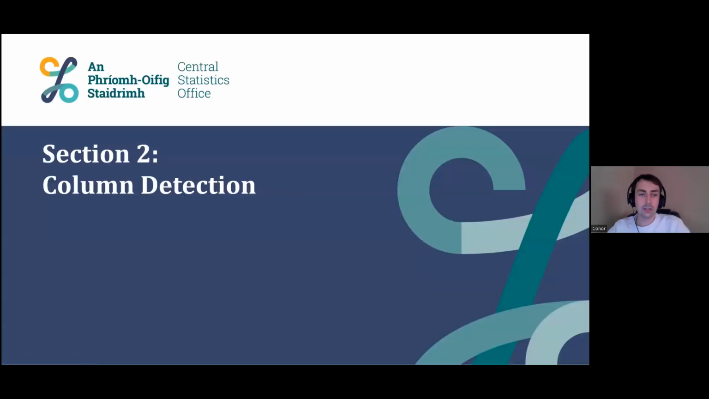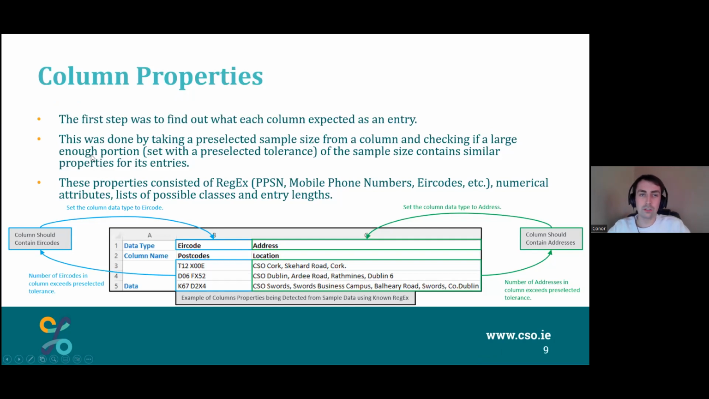So the first step in automating the process of determining what each column expects is getting what each column expects as an input. So using a sample of a column's entries, it is possible to gauge what a column expects from an entry. Shared traits of entries can be stored as column properties, such as expected text patterns using RegEx, numerical attributes, and a list of expected classes. In the table below, we can see that in the postcode column, there are many forms of Eircodes present. This table can then infer that the postcodes column expects Eircodes as an input.